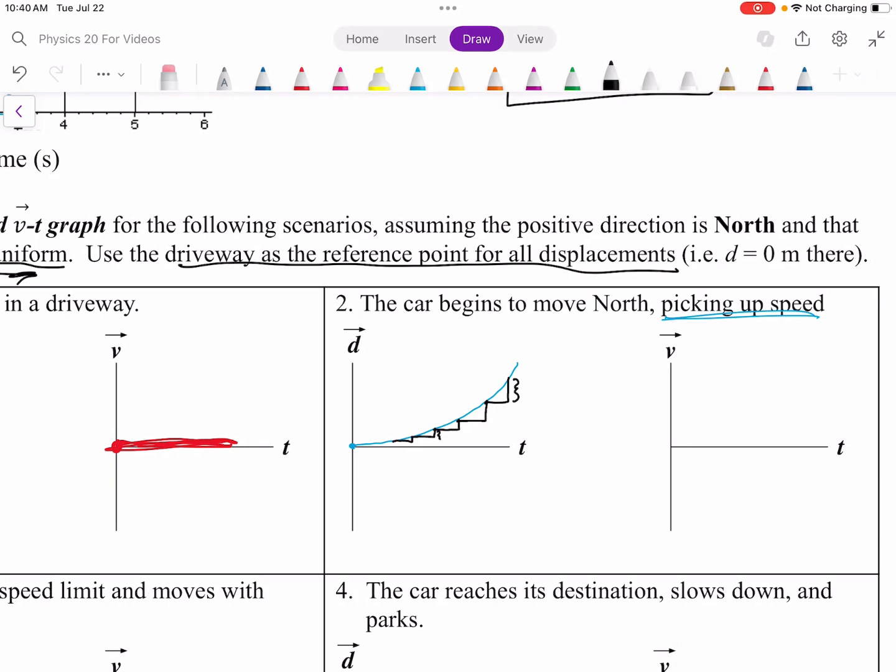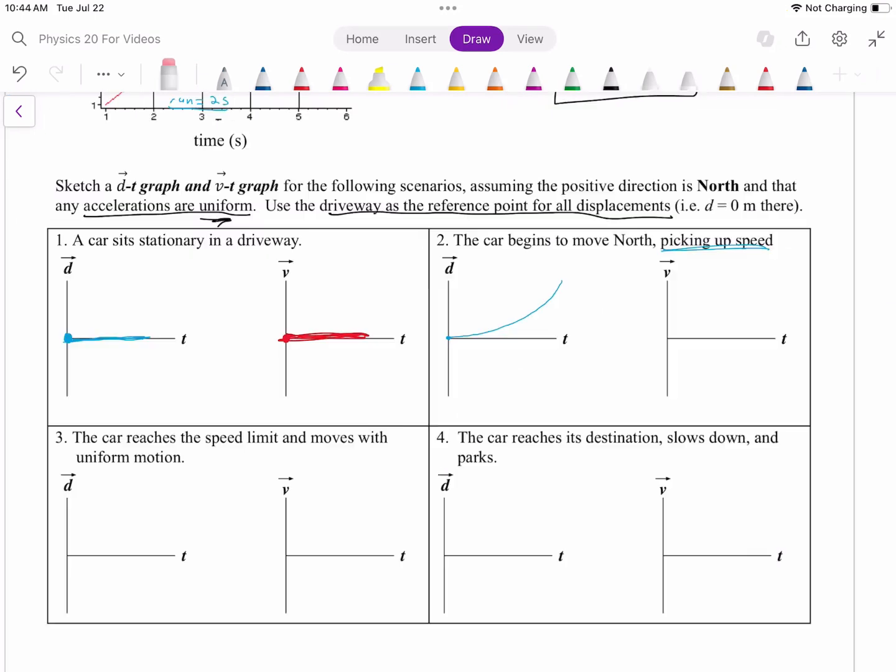So we can see that, sure enough, it's covering a greater and greater displacement each second. In other words, it's going faster and faster. All right, so now let's think about what this needs to look like for our velocity-time graph. Again, it's picking up speed. So first thing to ask ourselves: is the velocity changing?